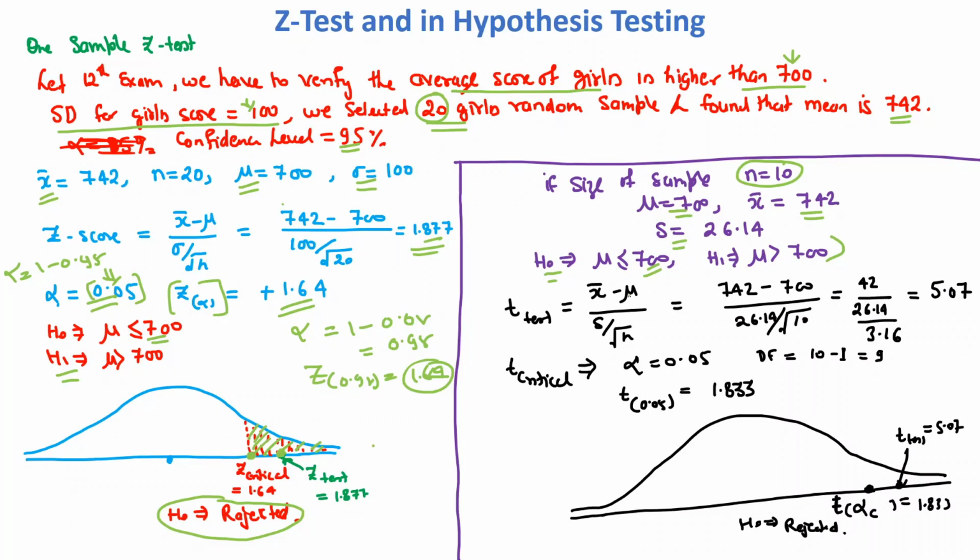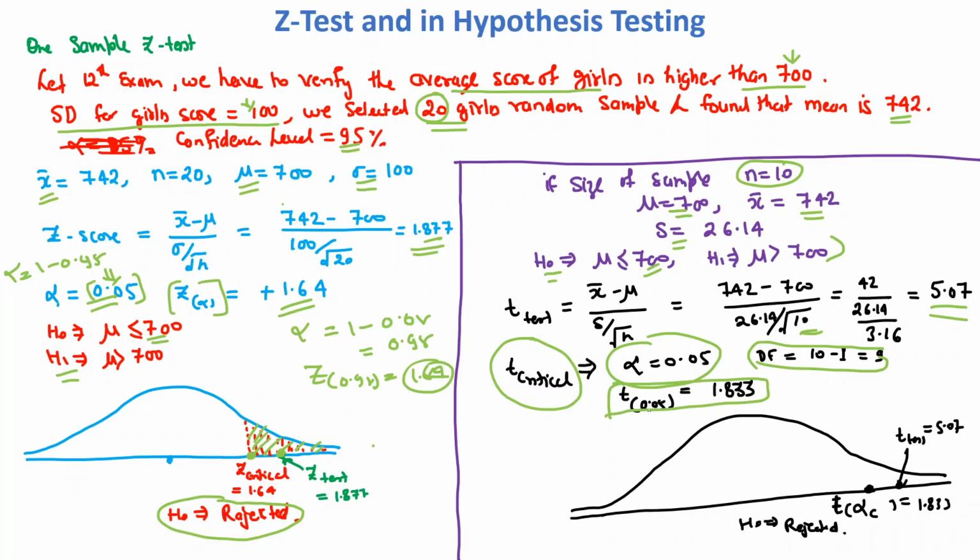So here, x bar minus mu, 742 minus 700, divided by the sample standard deviation 26.14 divided by square root of n. If you solve this, you will get 5.07. Same way, we will get the t critical value. Alpha is 0.05 and the degree of freedom df is 9. So if you use the t table, you will get this particular value.